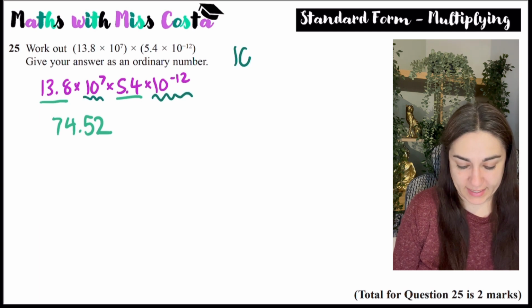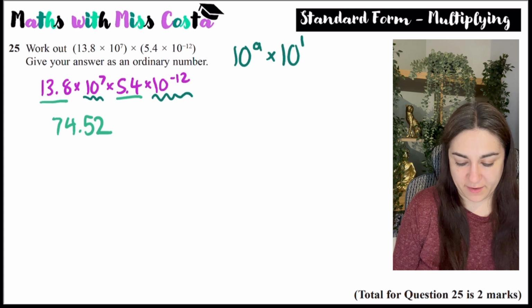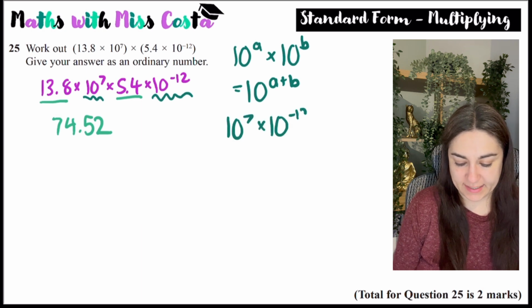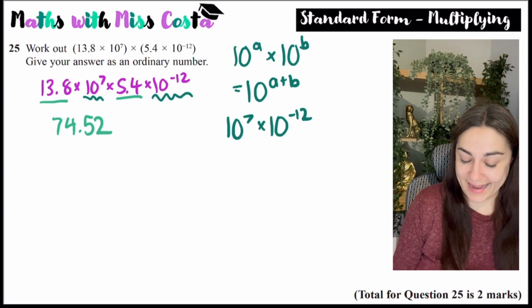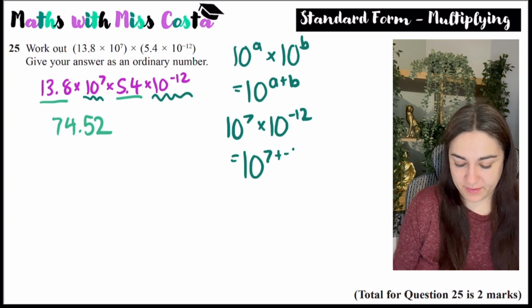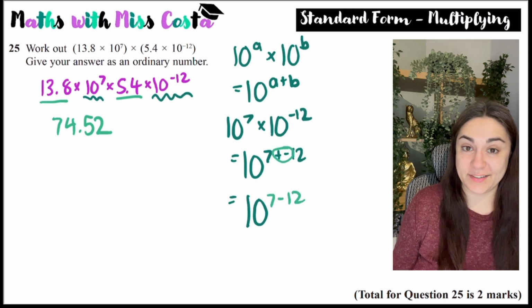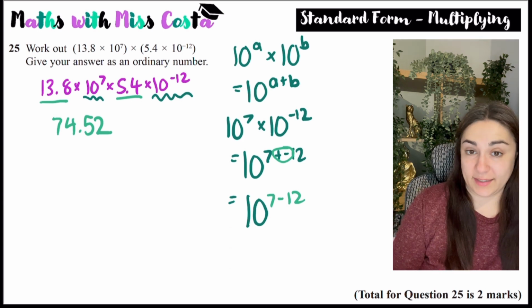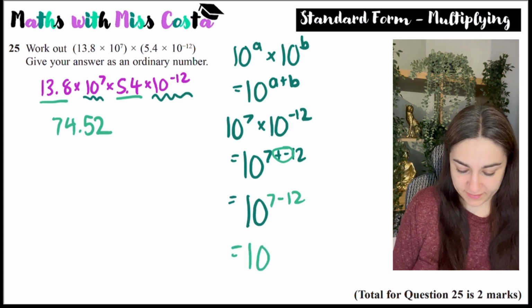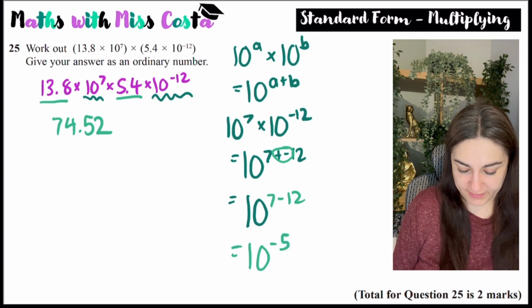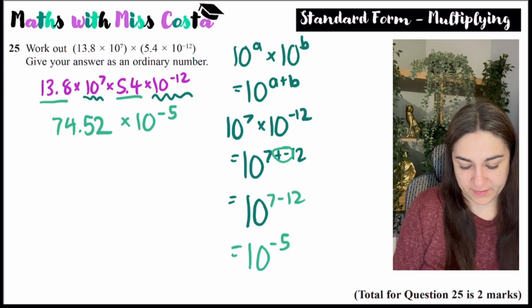So when I'm multiplying indices, so 10 to the power of a times 10 to the power of b, that would become 10 to the power of a plus b. So in this case, 10 to the power of 7 times 10 to the power of negative 12. When I'm multiplying, I add the powers. So that would become 7 plus negative 12. And when you've got a plus and a negative next to each other, that just overwrites it as a negative, because when you're adding a negative number, it's the same as subtracting. So 7 take away 12 would give me negative 5. So that would be 10 to the power of negative 5.